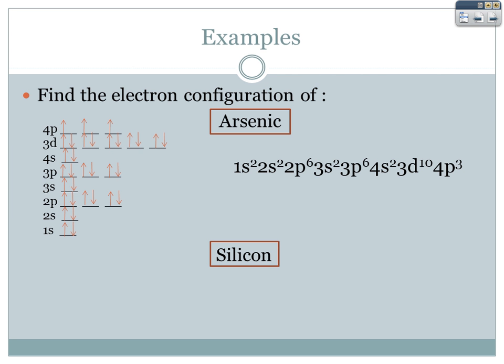And let's try it for silicon. Silicon is on the 3rd energy level all the way over in p, so we go 1s2, 2s, 2p, 3s, 3p, and silicon only has 14 electrons, so we're going to fill accordingly. And you should have 1s2, 2s2, 2p6, 3s2, 3p2.